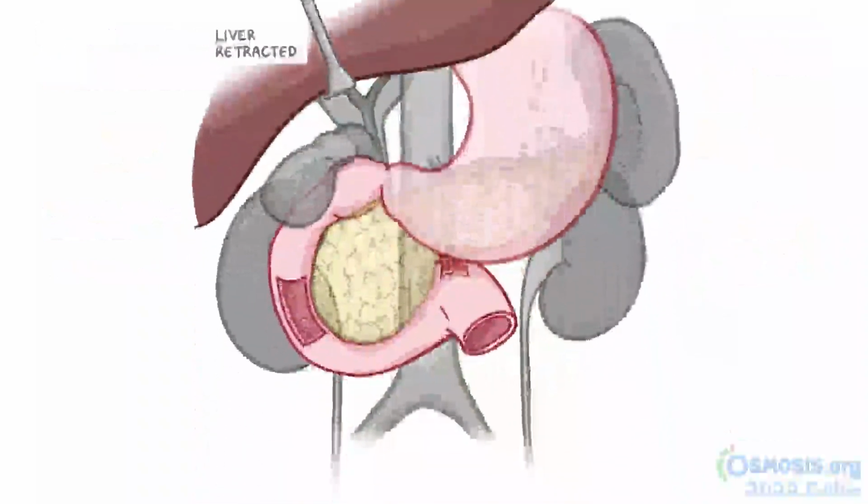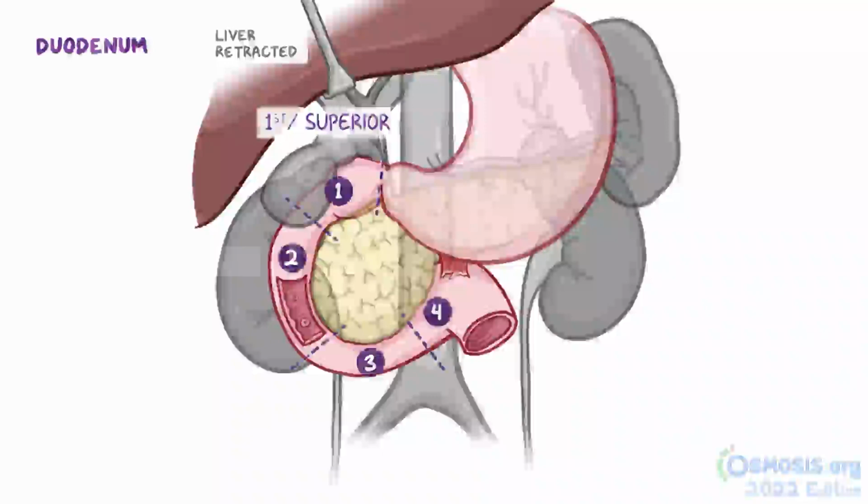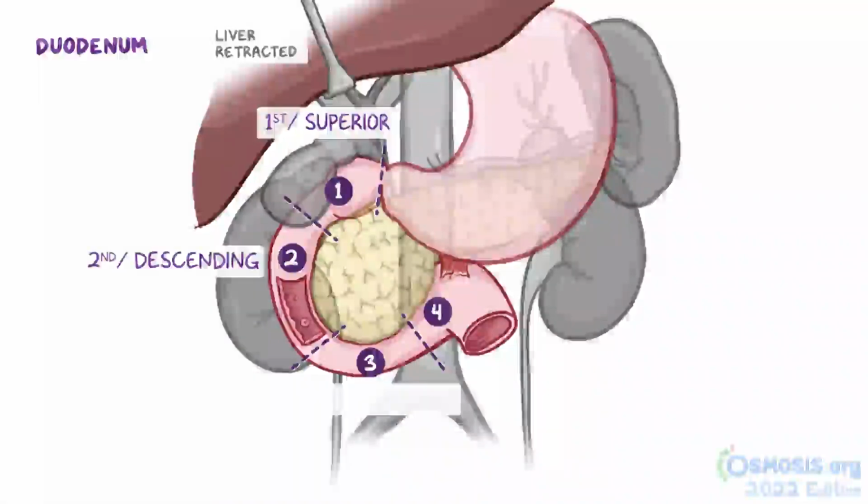That being said, let's have a closer look at the duodenum and its four parts. Overall, the duodenum is shaped like the letter C, curving around the head of the pancreas, and consists of the first or superior part, second or descending part, third or inferior part, and fourth or ascending part.